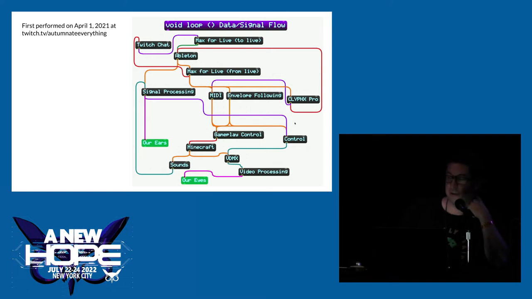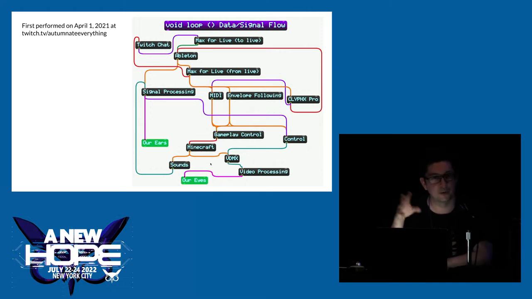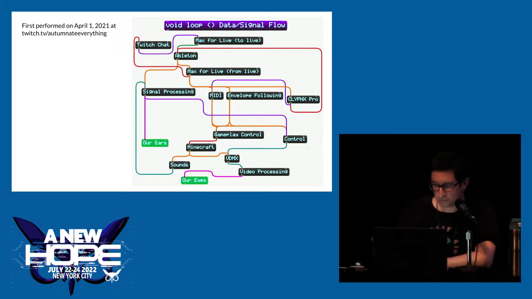ClyphX Pro is a scripting language, remote script for Ableton that is doing some of the hard, heavy lifting for the control, stuff like that. And then, of course, I was doing things like video processing, which you can see down here. Anyway, this is the general flow of what I wanted to happen, and this is exactly what did happen with Void Loop.